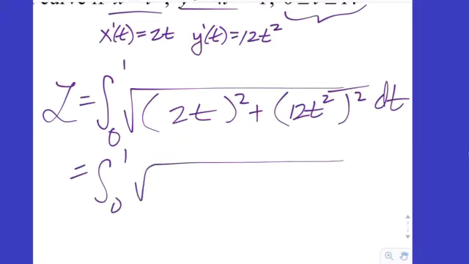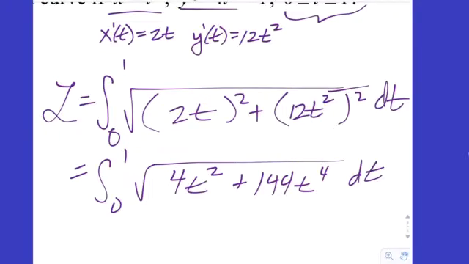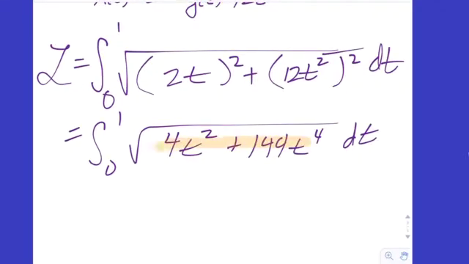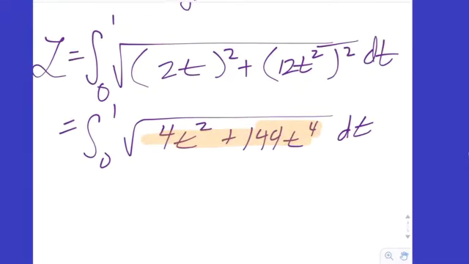All right, so let's go ahead and clean it up. 2t squared is 4t squared, and 12t squared is 144 t to the 4th dt. Now, if we started trying to integrate it the way it's sitting right now, you would call that the inside function. Is its derivative on the outside of the radical? Not even close, right? So it's not going to be a power rule on the radical. So we need to think of something else here. What's that? Well, it's part of the function. Yeah, we have to have the square root there.